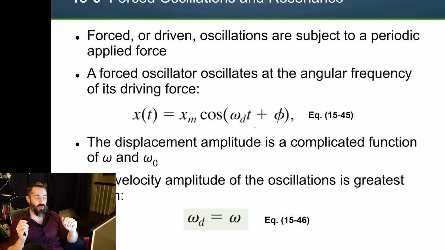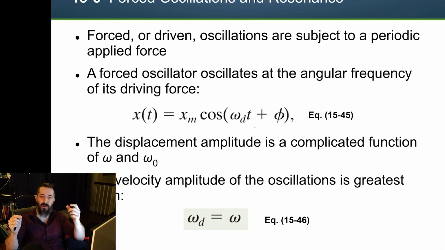A forced or driven oscillation. Obviously, if you have a pendulum swinging back and forth, it's going to be subject to real world things. Air resistance and friction and whatever is happening in the system is going to take effect on it. It's eventually going to slow down to nothing, and it's just going to stop.